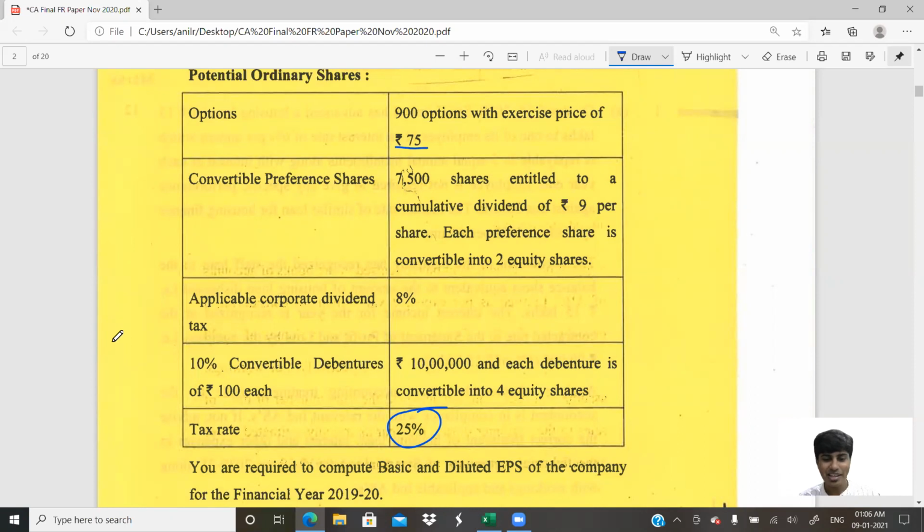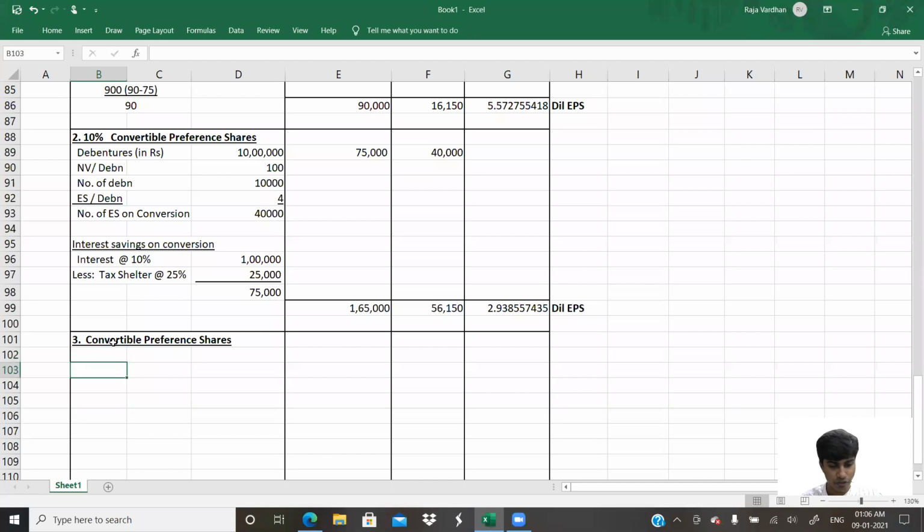Come on, let's go. Convertible preference shares. 7,500 shares are entitled to cumulative dividend of 9 per share. Each preference share is convertible into 2 equity shares. Okay, first number of preference shares.